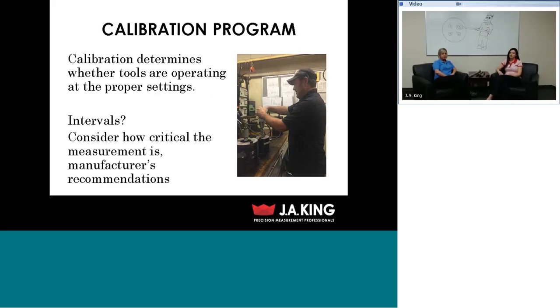Our third tip is to establish an effective calibration program. Routine calibration ensures that torque tools are accurate and repeatable. We often get asked about determining calibration intervals. To do that, you should consider how critical that particular torque measurement is, and also take into account the tool manufacturer's recommendations for calibration intervals.